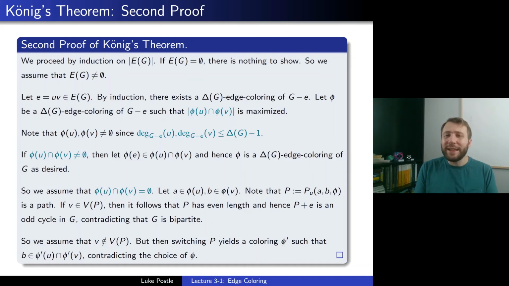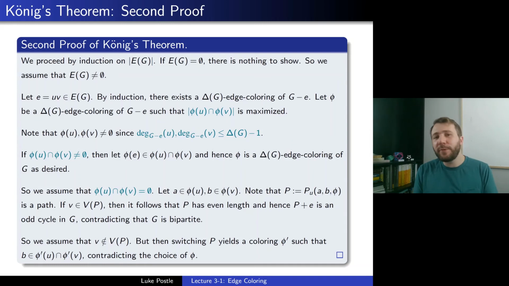So switching P yields a new coloring, let's call it phi prime, and it's clear then that this B, which was missing at V, will still be missing because I didn't affect A and B around V. But now we've switched A and B at U, and all the things on the path P there. So in particular, where A was missing in phi at U, we now get that B is missing in phi prime at U. So B is a common missing color in phi prime of both U and V. But then why did we choose phi prime instead of phi? Indeed, that's a contradiction to this choice of phi, since we're supposed to maximize the number of common missing colors.